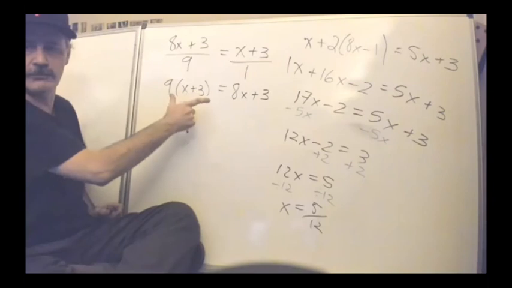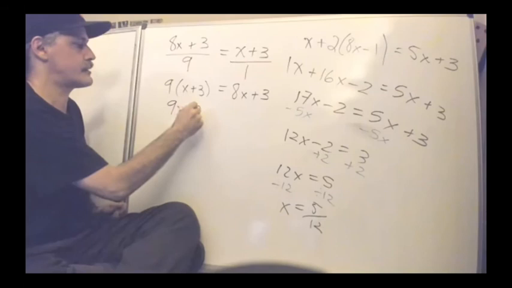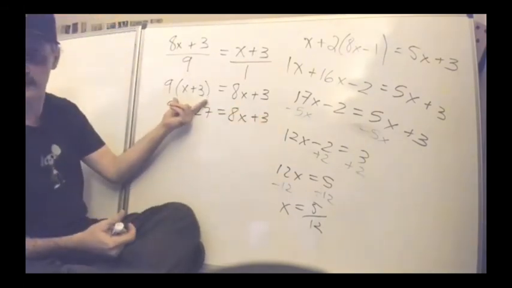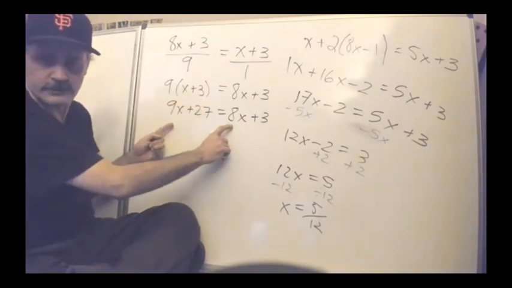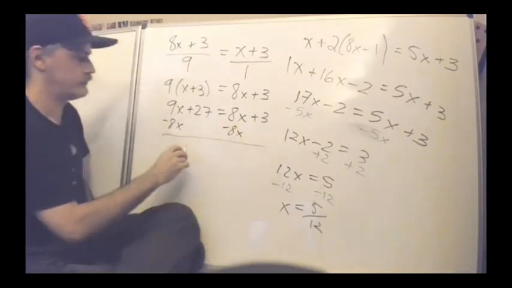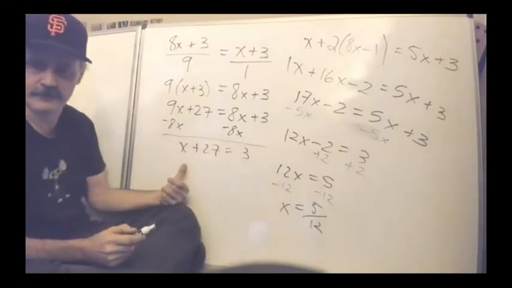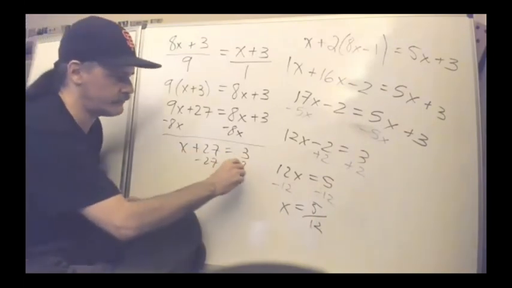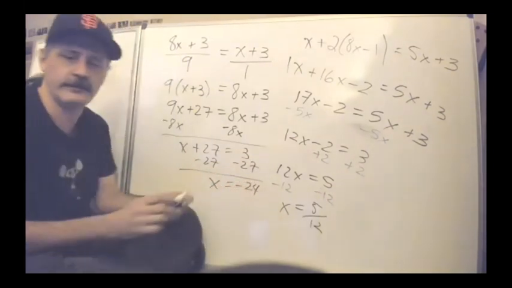Now we do our distributive property. The 9 multiplies to each part of the sum. Okay, so notice the two numbers got 9 times bigger. Okay, now 8x is smaller, so I'm going to subtract 8x. And almost done. And now we got one more step. We want to reverse adding 27, so we minus 27 from both sides. And bada bing, bada boom, we get negative 24.